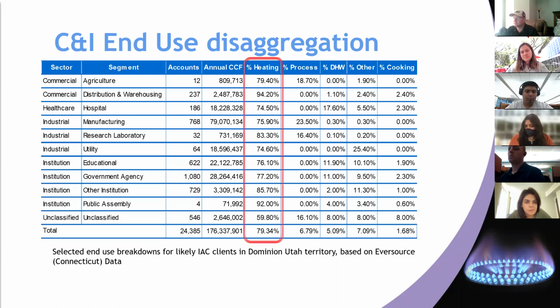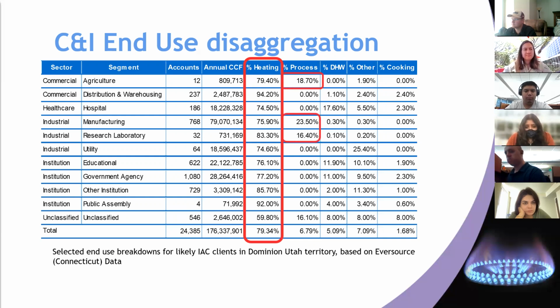So basically across everywhere we're going to go, in manufacturing, in laboratories, big commercial buildings, school districts, government buildings, you see that space heating is the majority of what natural gas is used for. It's between 70 and 95% of gas used in various sectors is to heat buildings, to keep them warm. Connecticut is relatively similar to Utah, about the same climate zone. So it's pretty representative of this area.